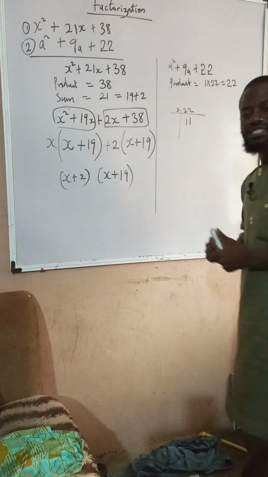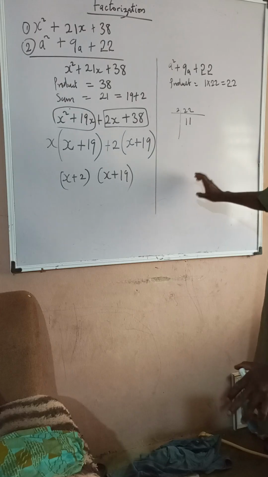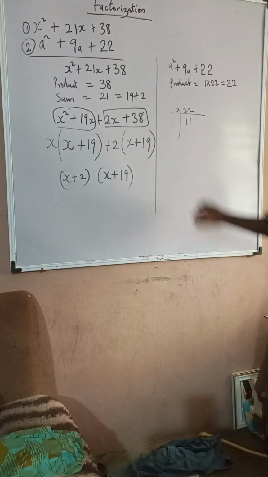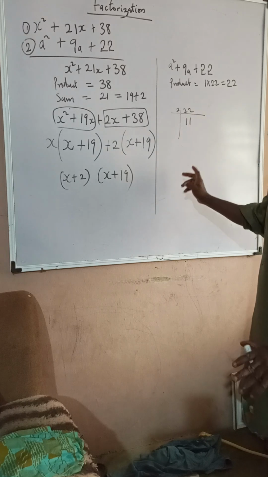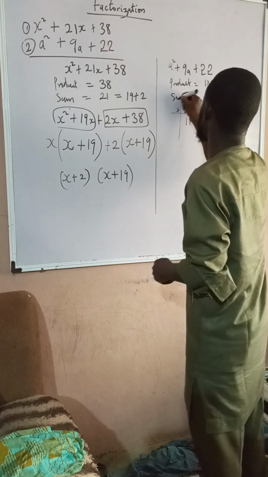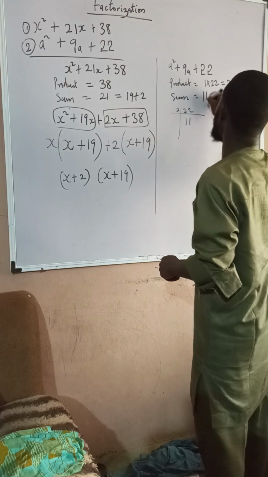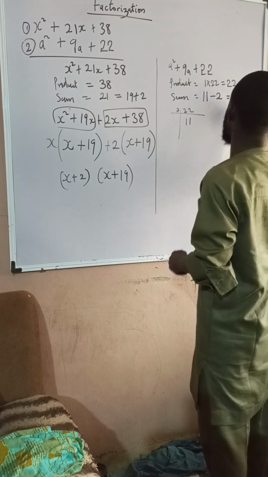Anytime you have reached a prime number, just stop there. So this is 2 and 11 now. Check. 11 minus 2 should give you 9. Good. If it is 11 plus 2, it should be 13. No, it doesn't work because it is 9 that we are looking for. So our sum will be 11 minus 2, which is equal to 9.